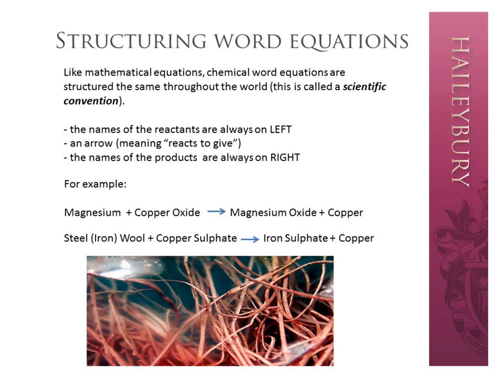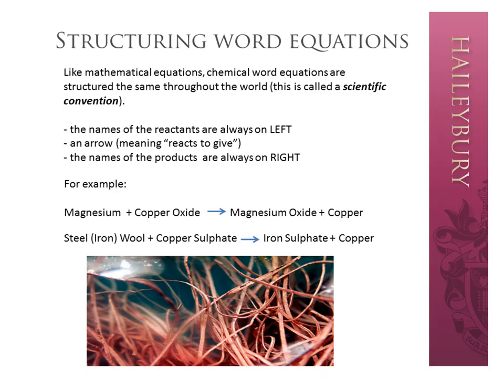Like mathematical equations, chemical word equations are structured the same throughout the world. We call this a scientific convention. The names of the reactants are always on the left. Then there's an arrow which means react to give. The names of the products are always on the right.